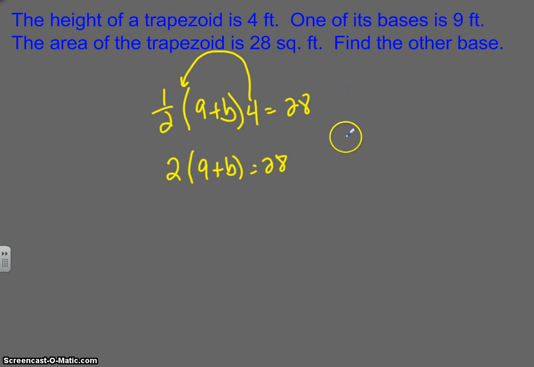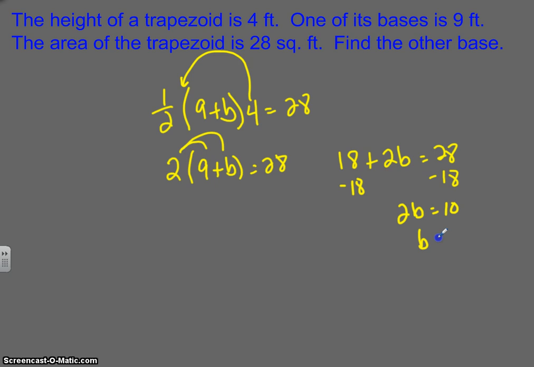Now I'm going to do it the way we just did it, and then I'll show you another way you can do this. You can use distributive property. 2 times 9 is 18, plus 2 times b is 2b, and that equals 28. If I subtract 18 from both sides, that leaves us with 2b equals 10, so b has to equal 5.